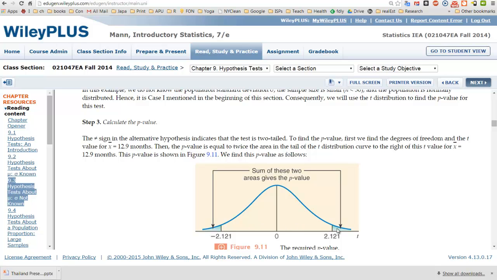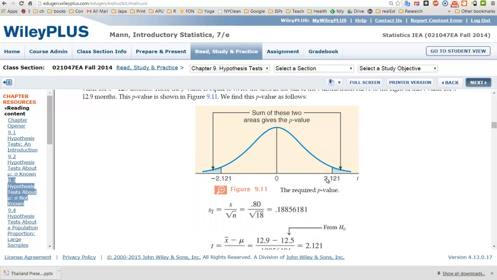And you can find that area just by looking at the t-table, or the normal table if you're using the normal table, but usually we'll be using the t-table. You just figure out what the area is in here and here. You add them up in the case of a two-tailed test. And you just report that value.